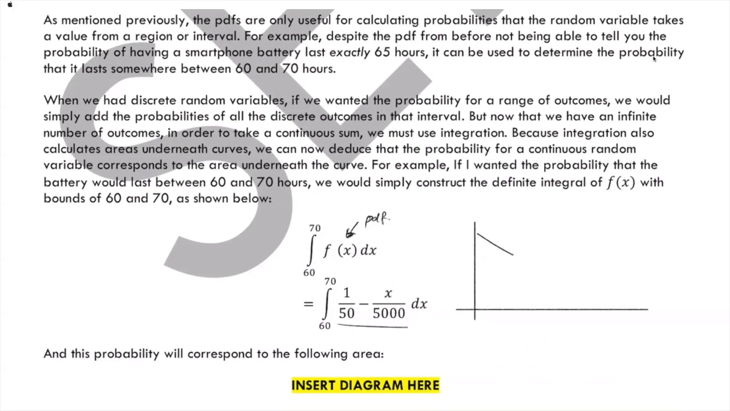By the way, this PDF is a linear equation and kind of looks something like that. I really don't care about the y values, so I'm not even going to put the number there. What we're doing is finding the area from 60 to 70. That there is the probability that x is somewhere between 60 and 70.